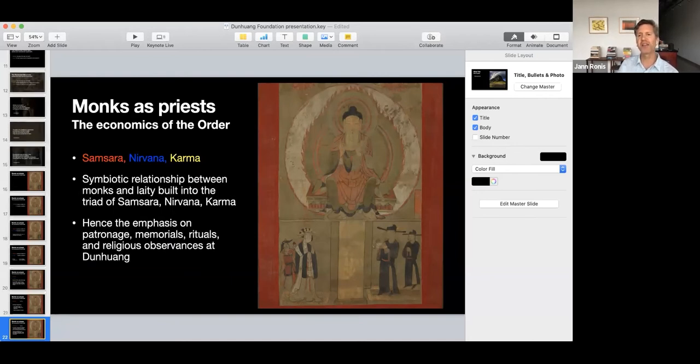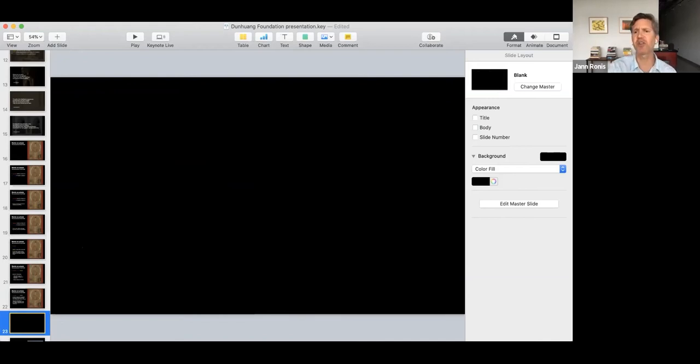And so, with this close relationship between the monks and the laity, you unsurprisingly see an emphasis at major Buddhist sites such as Dunhuang on patronage, memorials, rituals, and religious observances that bring together the laity and the monks. And so this explains the image that's been up on this slide for the last few minutes, where you have the Buddha, in this way a stand-in for the monks, and patrons. Samsara and nirvana coexisting, and the commonality being the things I've mentioned before. So that's the first part of my talk.